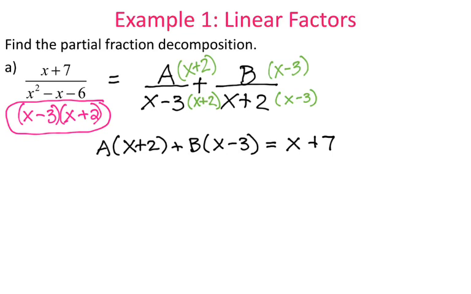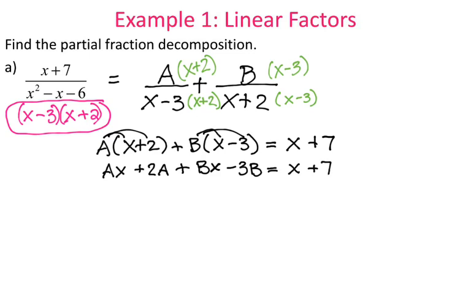Now from here, I'm going to work through my distribution. So I'm going to distribute my A. That gives me Ax plus 2A, plus distribute my B, so Bx minus 3B. And of course, that's supposed to equal x plus 7. After I've done all the distributions, I don't have any parentheses left, I just have a bunch of terms, so I'm going to start to look for like terms.